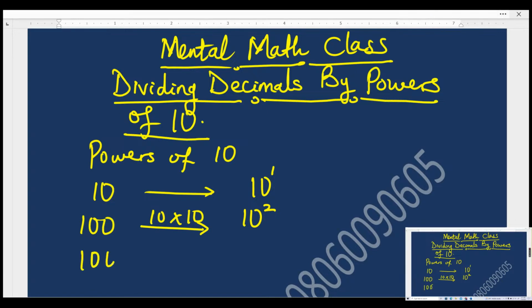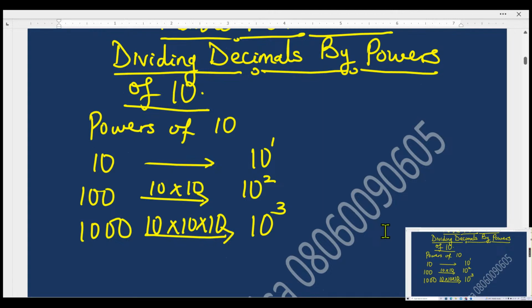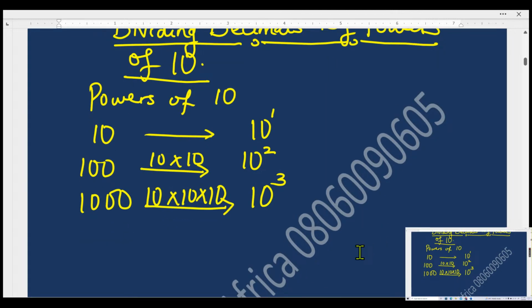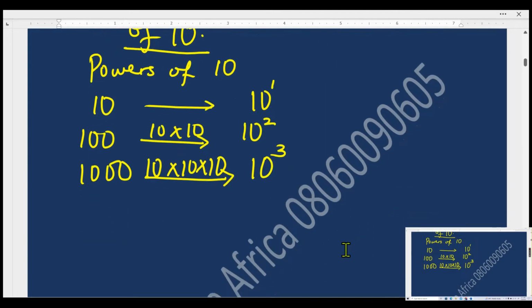The next one is 1000. 1000 has 3 zeros, so it means 10 raised to power 3. And that means 10 times 10 times 10. Okay, so we call these powers of 10. Now I have more beyond this. So we also have 10,000.